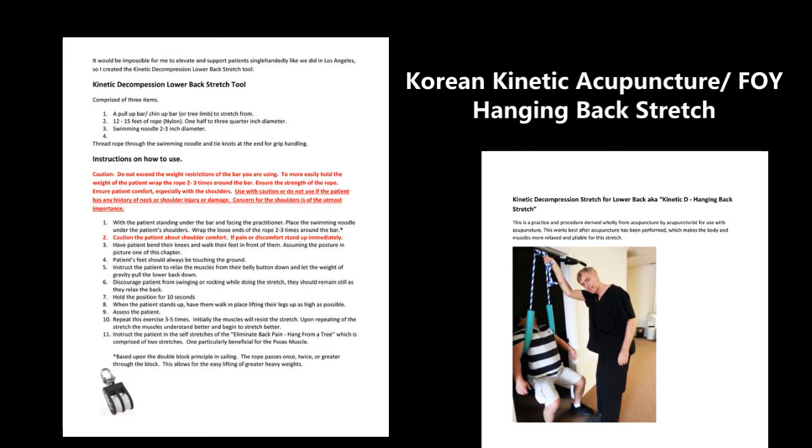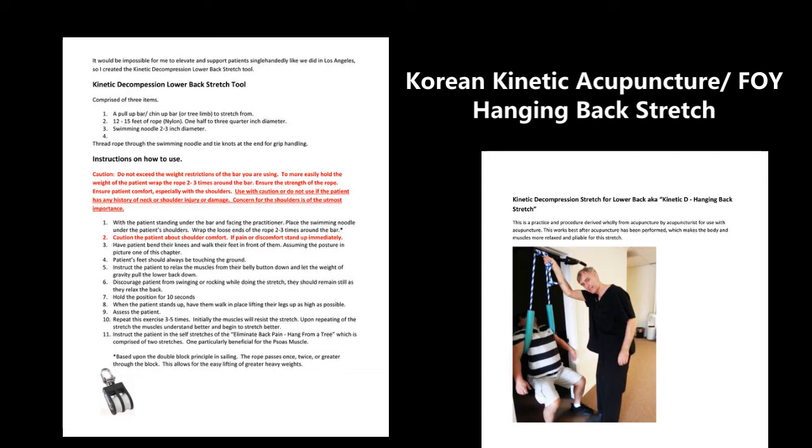To more easily hold the weight of the patient, wrap the rope 2 to 3 times around the bar. This is a double block sailing technique, where if you wrap something twice around a block, you can lift a lot of weight very easily. So ensure the strength of the rope. Ensure patient comfort, especially with the shoulders, because you will be placing the swimming noodle under their shoulders. Use with caution or do not use if the patient has any history of neck or shoulder injury or damage. Concern for the shoulders is of the utmost importance.